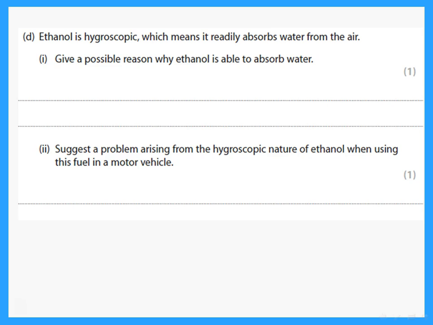Ethanol is hygroscopic, which means it readily absorbs water from the air. Give a possible reason why ethanol is able to absorb water. Remember that ethanol dissolves in water because ethanol forms hydrogen bonds with water.